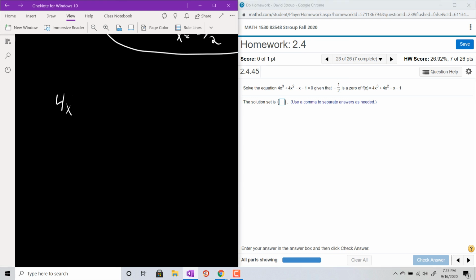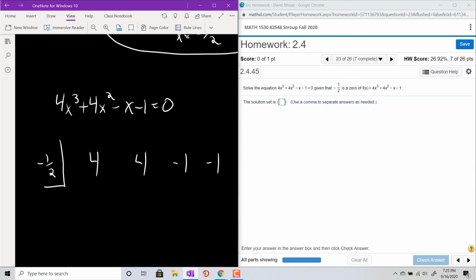So we have 4x cubed plus 4x squared minus x minus 1 equals 0, given that negative 1/2 is a 0. Okay, so what you're going to do is put the negative 1/2 in a box, and then you have your constants. Okay, and you should get 0 as your remainder. If you don't, you screwed up. Okay, so bring down the 4. Negative 1/2 times 4 is negative 2. 4 minus 2 is positive 2. Negative 1/2 times 2 is negative 1.